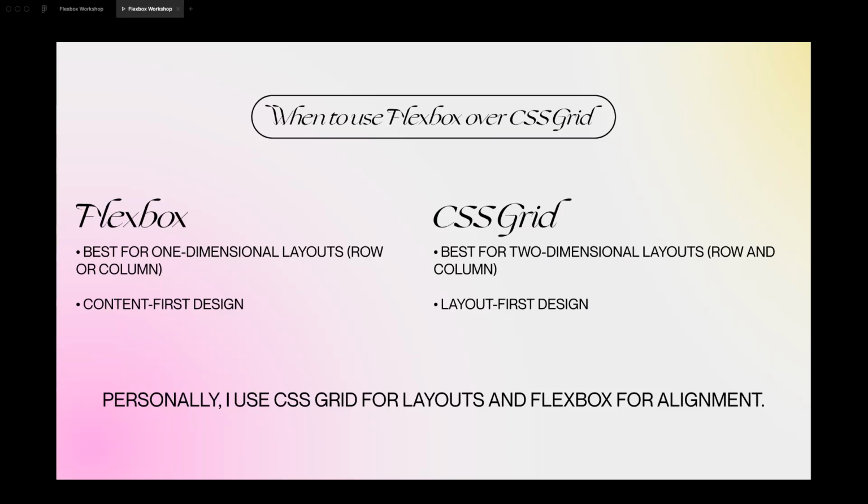And then there's CSS Grid, which is best for two-dimensional layout. So if you have both rows and columns, and if you're doing layout first design. For example, if you always want two columns, doesn't matter how wide each of them are, but everything will always sit into two columns, CSS Grid is best. Personally, I use CSS Grid for layouts and Flexbox for alignment.